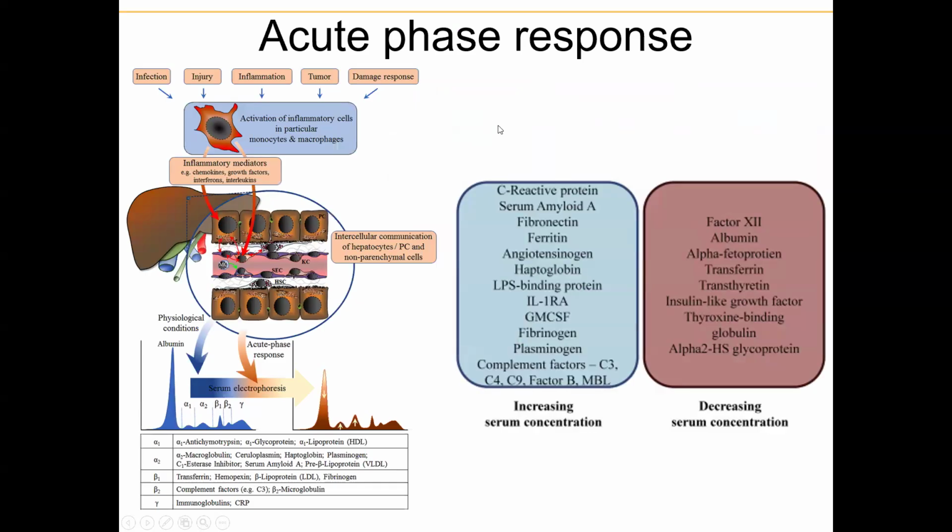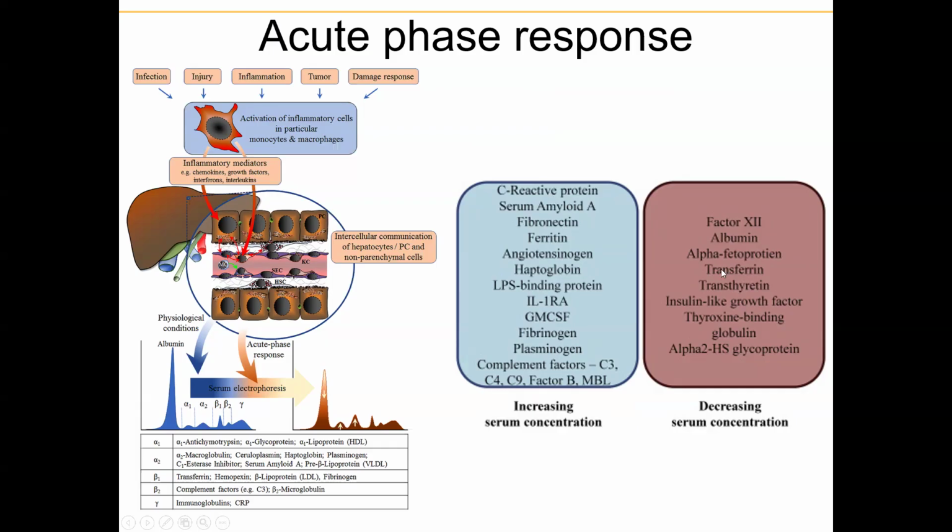So, the acute phase response. It's a defense or inflammatory response against invading pathogens. It is mainly driven by interleukin 6, which acts upon the liver and produces positive and negative products. These are positive products, which increase: C-reactive protein, serum amyloid, fibronectin, ferritin, likewise. Whereas there are some products that decrease: factor 7, albumin, alpha protein, transferase.